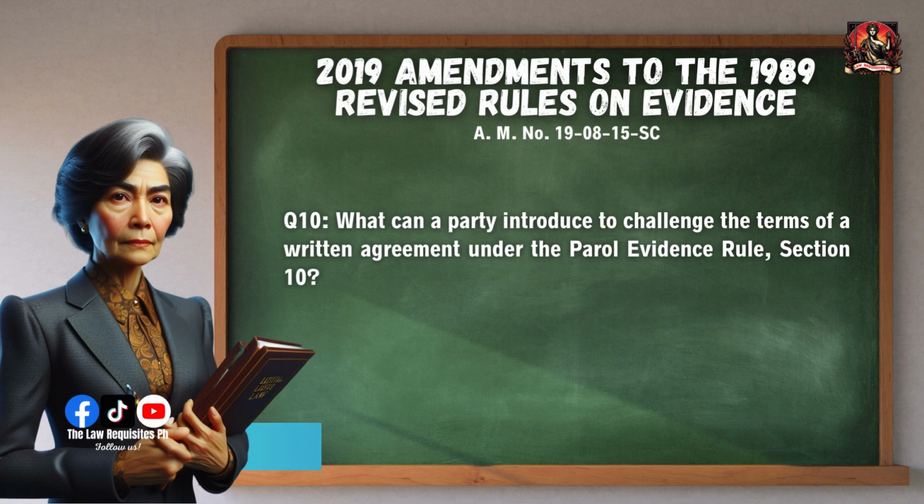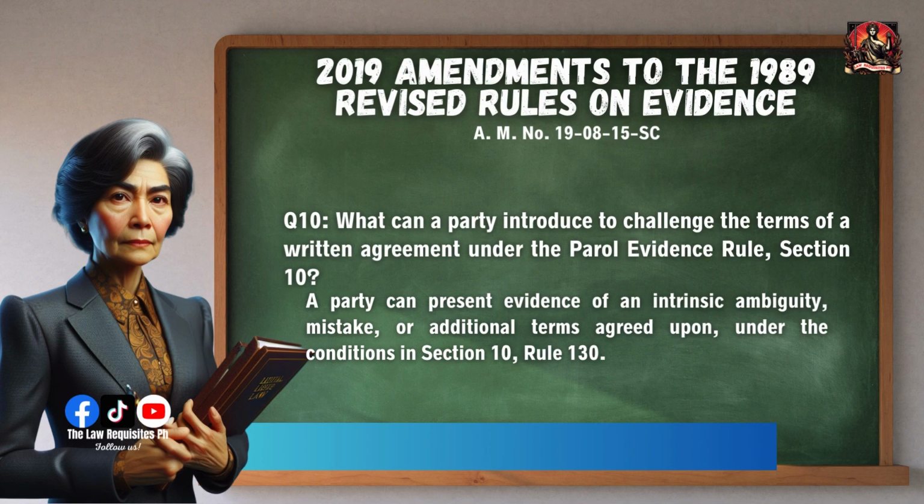Q10. What can a party introduce to challenge the terms of a written agreement under the Parole Evidence Rule, Section 10? A party can present evidence of an intrinsic ambiguity, mistake, or additional terms agreed upon, under the conditions in Section 10, Rule 130.